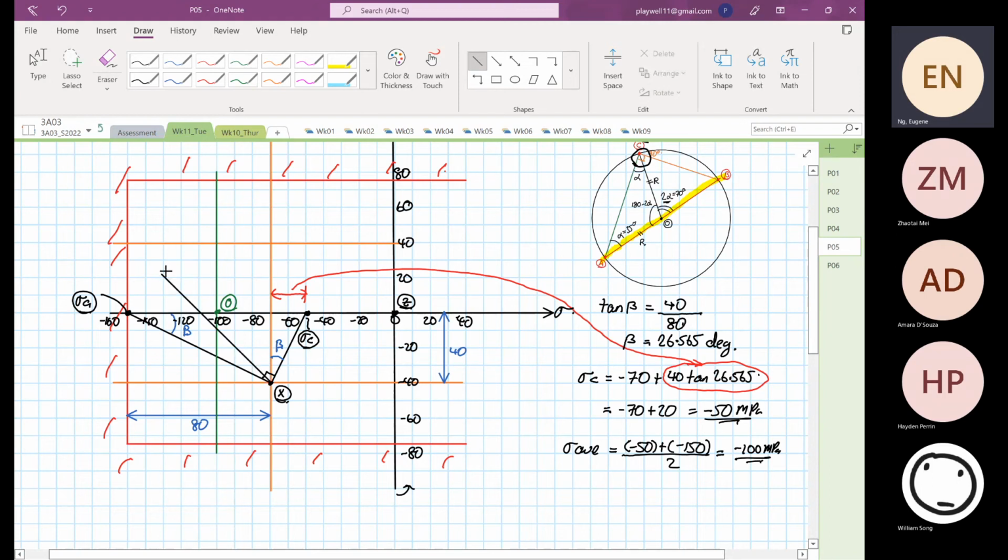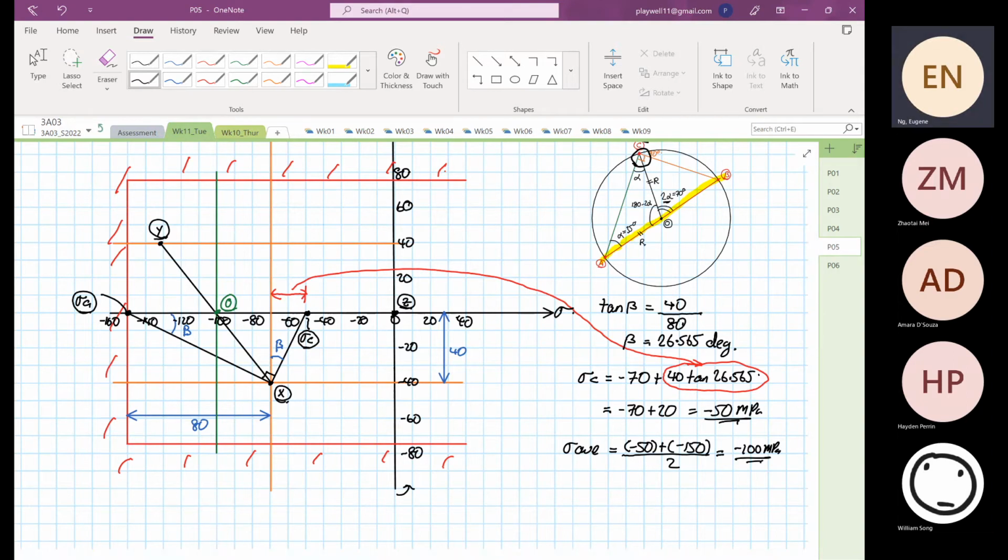Point Y. Okay, so this is our point Y. So the next thing we do, we have to calculate the value of point Y.